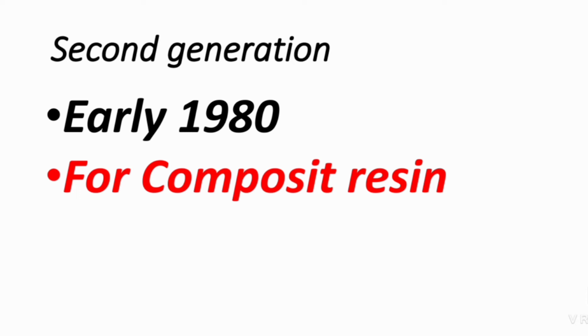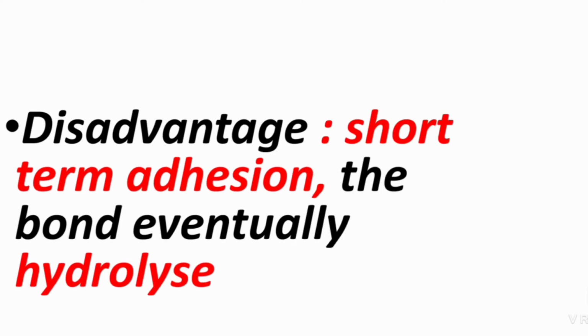The second generation was used during the early 1980s, developed as an adhesive agent for composite resin, which had replaced acrylic restoration. It has a major disadvantage: the adhesion was short term, and the bond eventually got hydrolyzed.